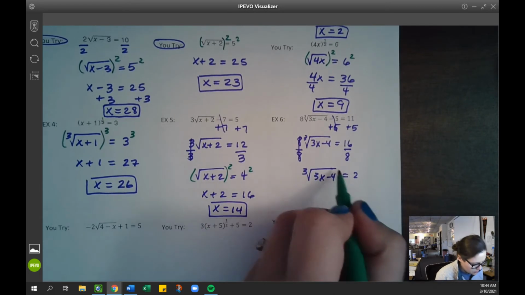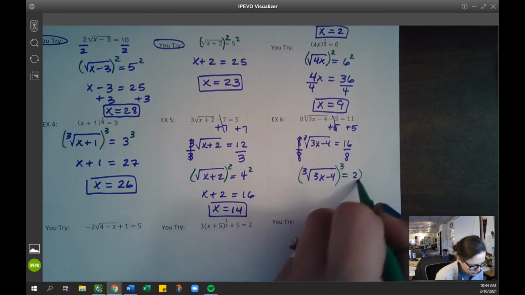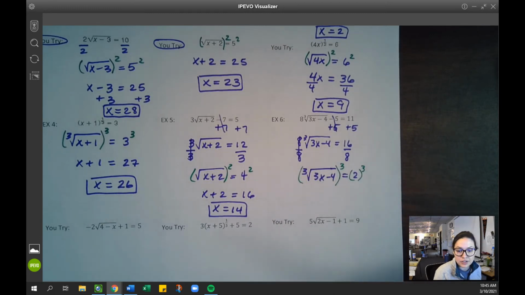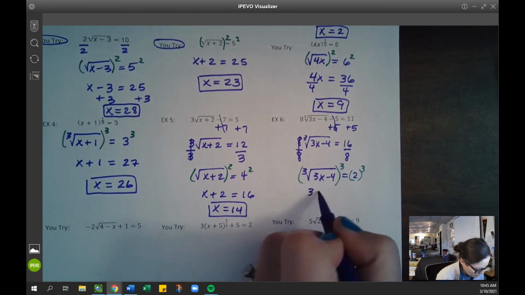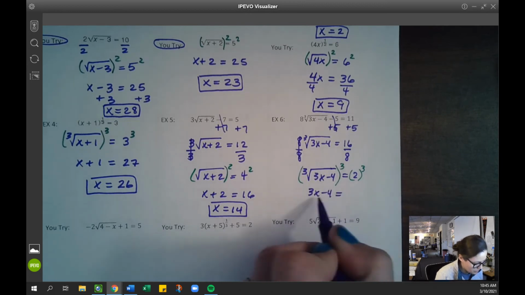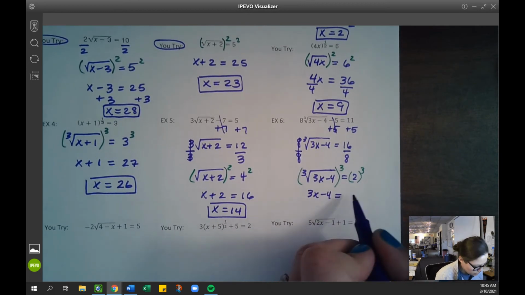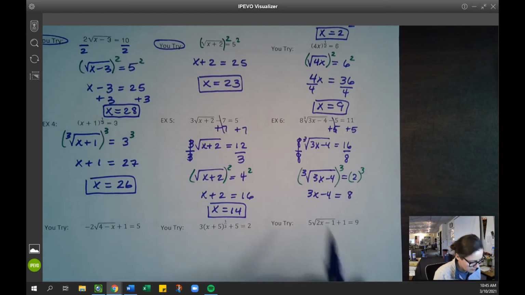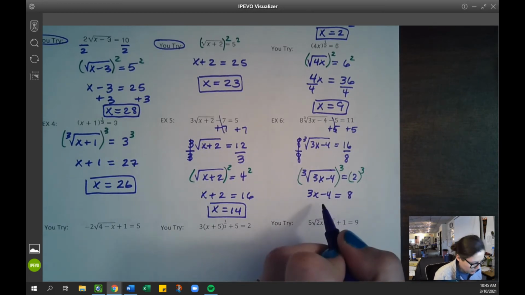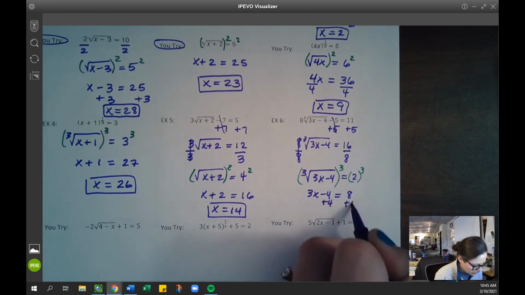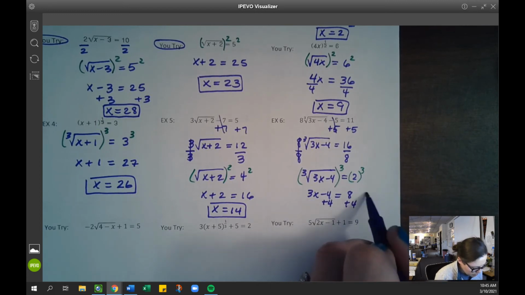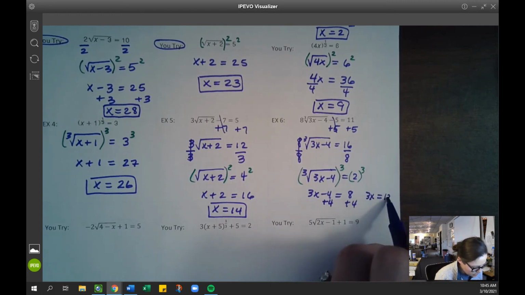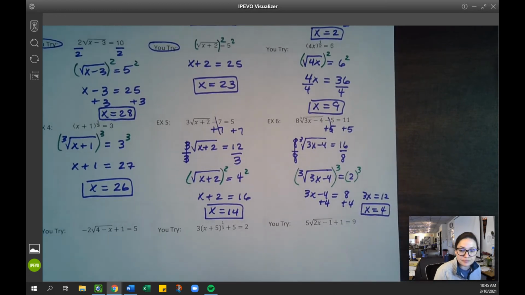Now my step is to undo the cube root. So I'm going to cube both sides, which leaves me with 3x minus 4. 2 cubed is 2 times 2 times 2, which is 8. And now this is just a regular equation, a linear equation. Add 4. I'm running out of room here. 3x equals 12. Divide by 3, we get x equals 4.